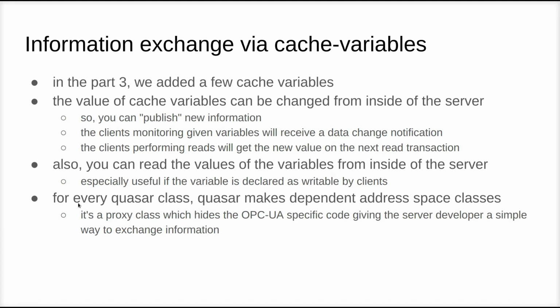And here comes a crucial part. For every Quasar class, absolutely every Quasar class that you have in your design, Quasar makes a dependent C++ class called the address space class. This address space class is a proxy class which hides the OPC-UA specific code from you, giving you a nice and clean interface to operate the information of that class. Let's have a look.